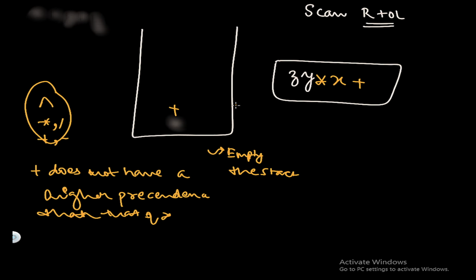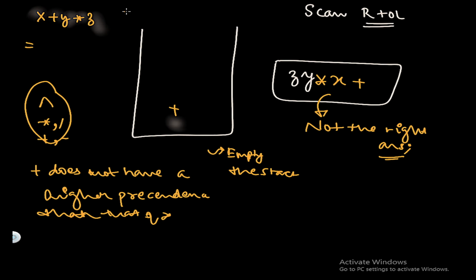But if you think properly, this is not the right answer. This is the wrong answer. So what became wrong in our algorithm? Our algorithm was correct. Let's see that. Our expression was x plus y into z, right? If we do the prefix notation from infix to prefix, it would become plus x into y z. So the answer was supposed to be plus x into y z, but the answer came to be this.